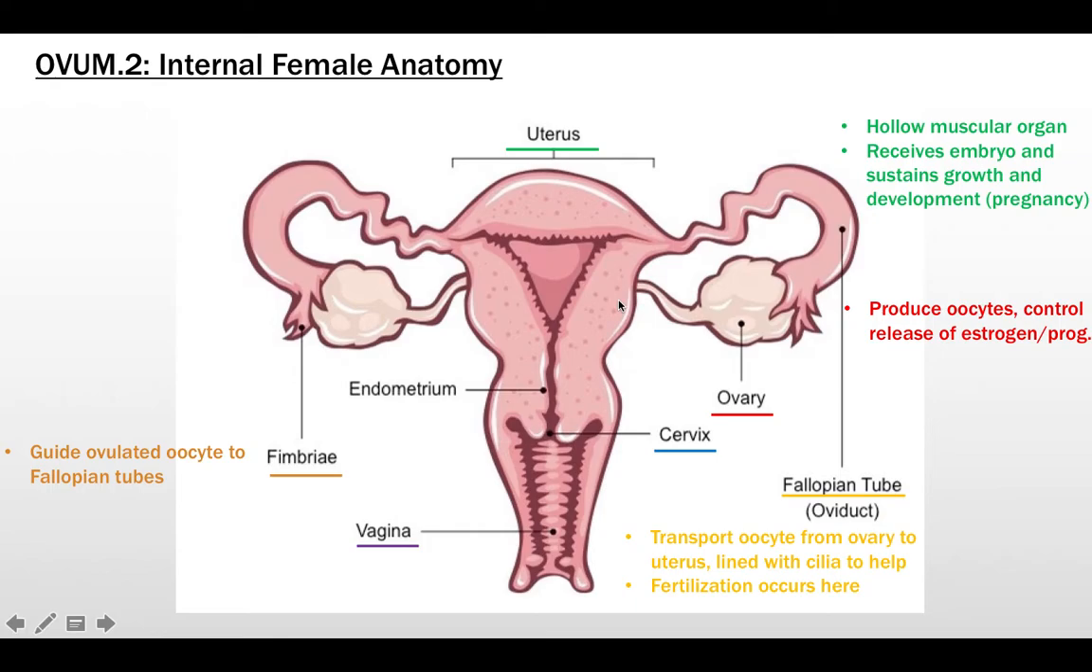The uterus is a muscular organ, but it's hollow, able to host a successful pregnancy, and it will receive the embryo and sustain its growth and development. So the placenta will form in here up against the uterine wall, and the uterus will thicken to welcome the embedding of an embryo.